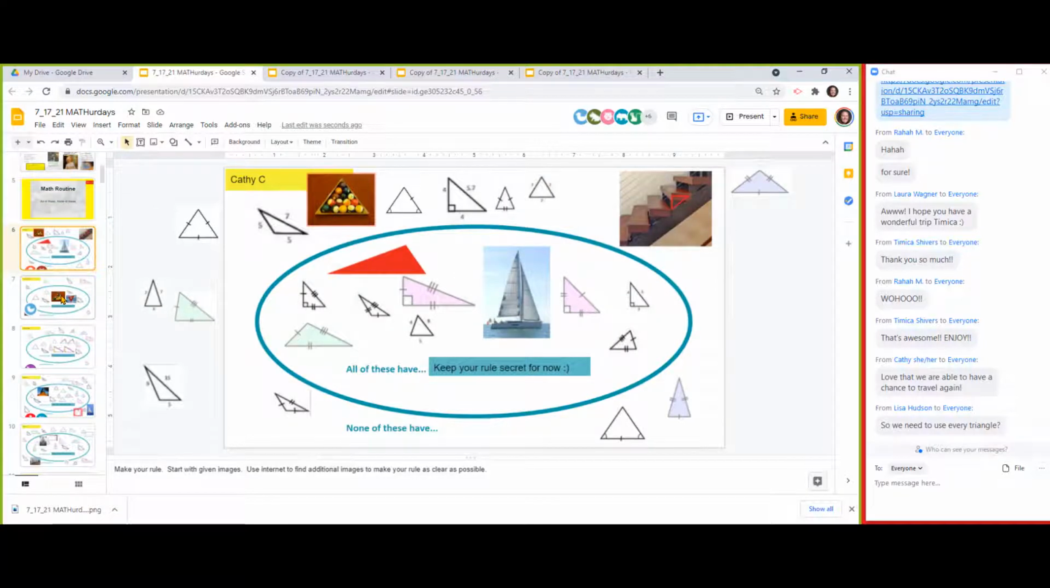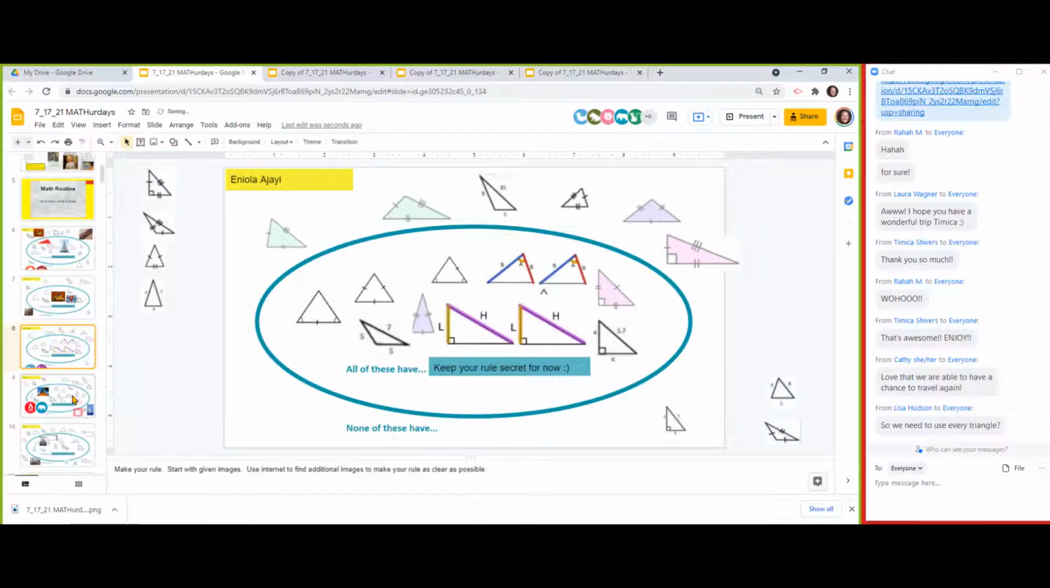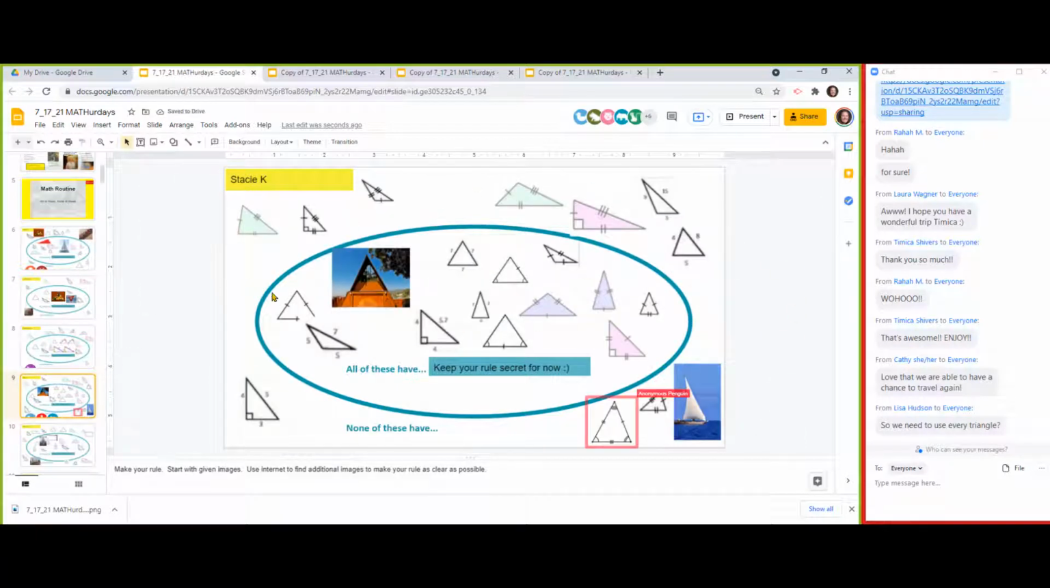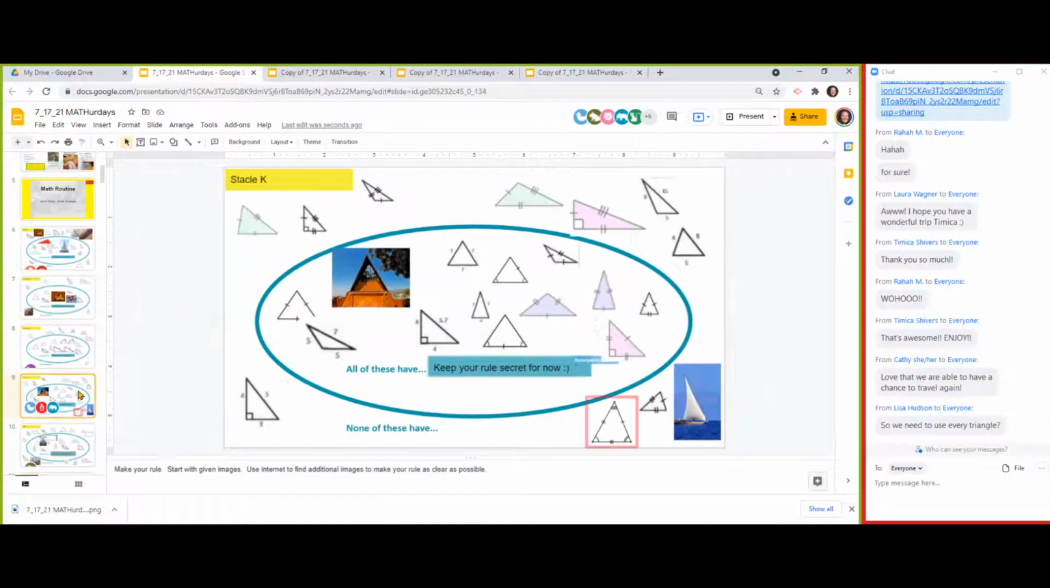It looks like we have a new image on almost all the slides. So once you've guessed somebody else's, put that image in. You can go back to your own slide and make any corrections that need to be made, and now type your rule in the box. Make any corrections on your slide and type your rule so we know it.